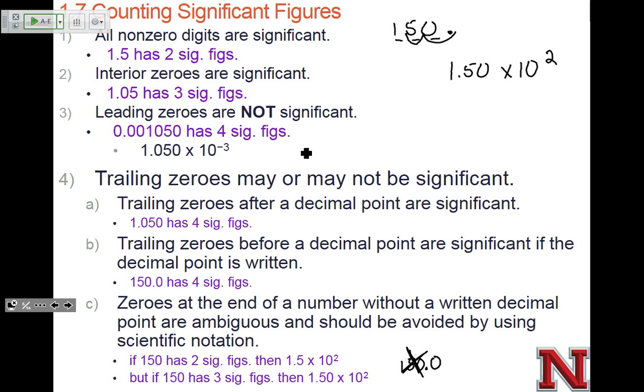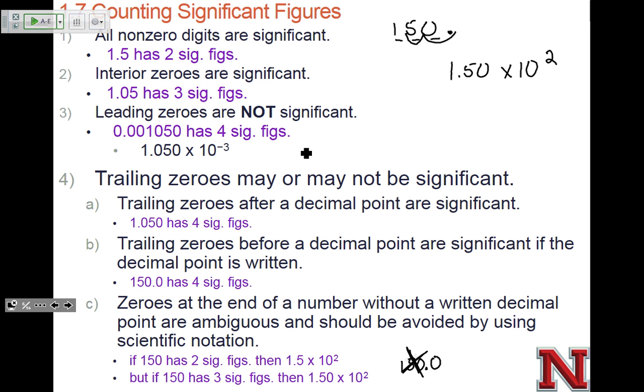However, if it's not written that way, if it's just written as 150, then it's only accepted to have 2 significant figures, and our uncertainty is at the 5, not that 0. So those trailing zeros are the hardest. Any zeros that are after non-zero numbers.